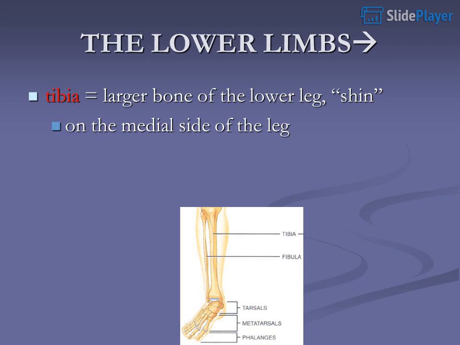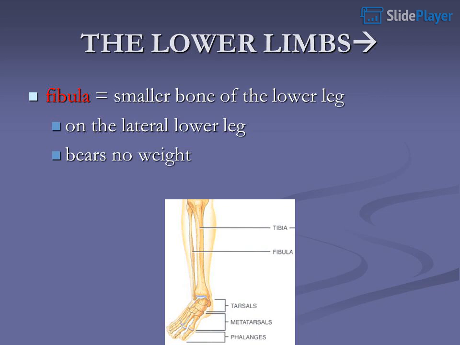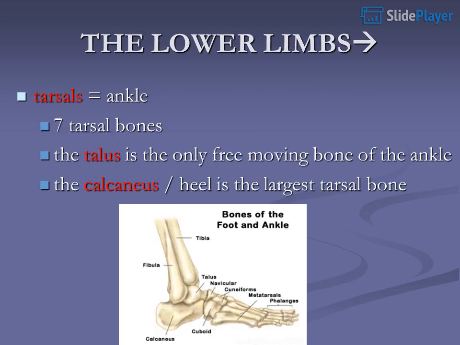On the medial side of the leg. The lower limb's fibula equals smaller bone of the lower leg, on the lateral lower leg. Bears no weight. The lower limb's tarsals equals ankle, 7 tarsal bones. The talus is the only free-moving bone of the ankle. The calcaneus, heel, is the largest tarsal bone.